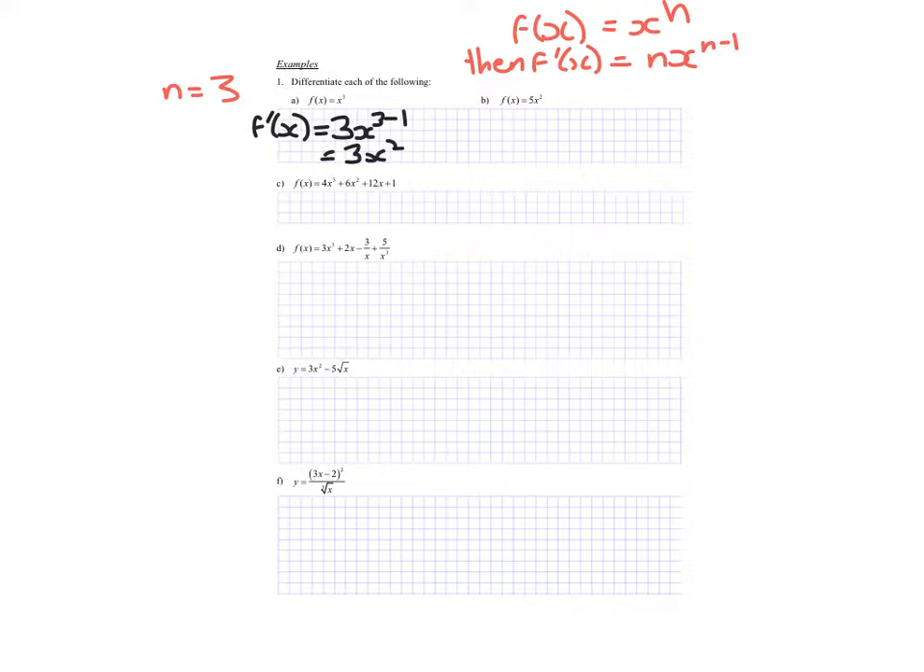Now if we've got a number out the front, remember we're going to find the derivative and multiply it by that number. So f dash of x is actually going to equal, we're going to leave that number out the front, 5 times, then multiply down 2x and then take 1, 2 take 1. So it's going to be 10x to the 2 take 1, which is 10x to the 1, which is just 10x.